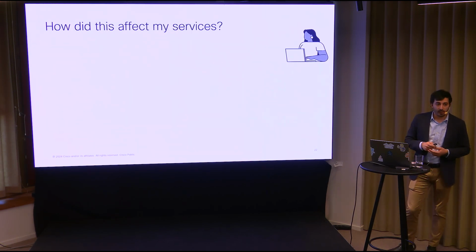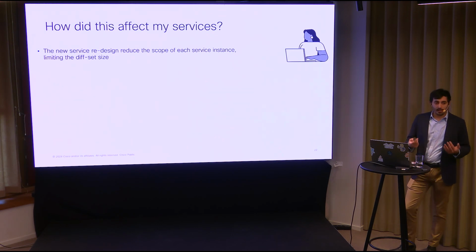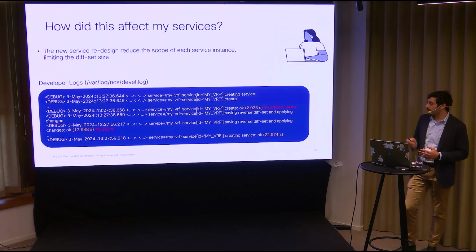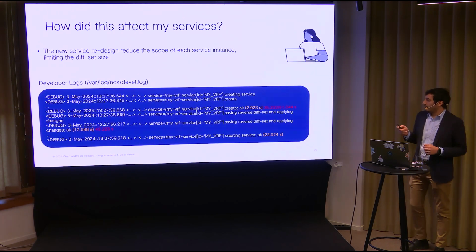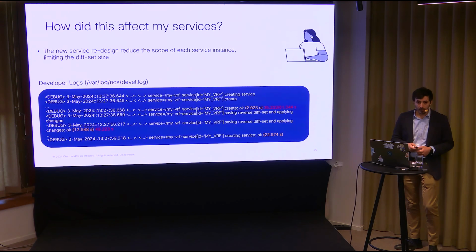Now, how did this design affect the services? What we said is that the new service redesign will reduce the scope of each service instance, limiting the diff set size. And this impacted the L3VPN service in this way. The create callback execution time dropped from 35 seconds to 2 seconds, and NSO took only 17 seconds, with respect to the 49, to calculate the reverse diff set and to save it.